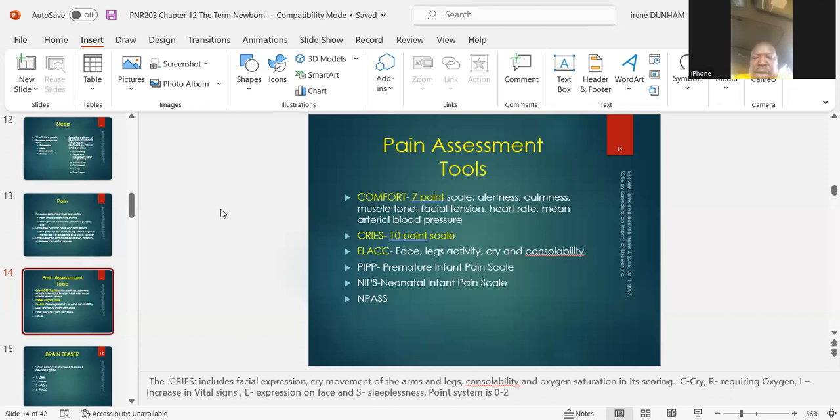Okay, so C stands for cry. R stands for what? Requiring oxygen. I for increase in vital signs, because remember we said that. E for expression on the face, and S for sleeplessness. That means the baby's not going to sleep. And it's a point scale from 0 to 2. I think that one is the easiest one to use, truthfully.